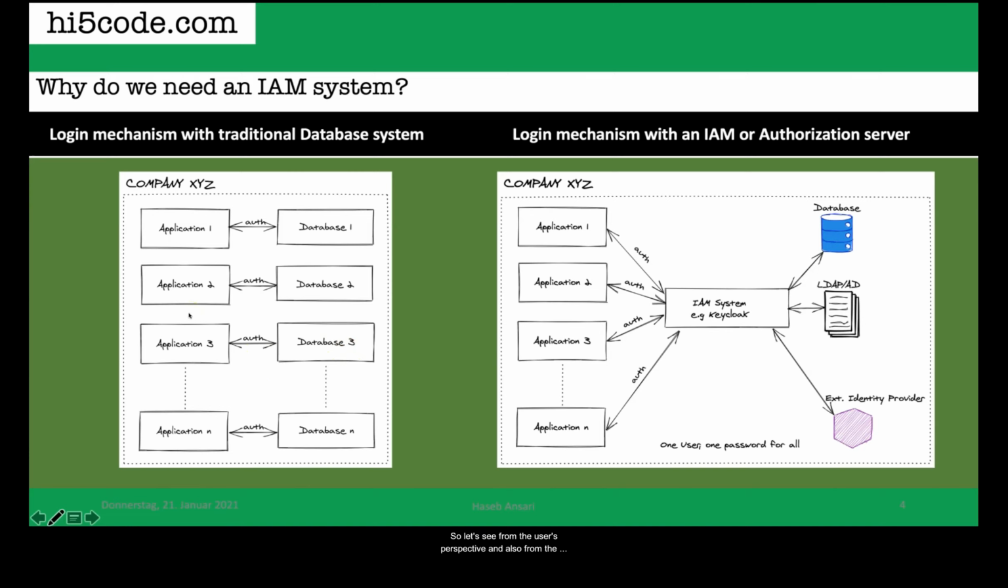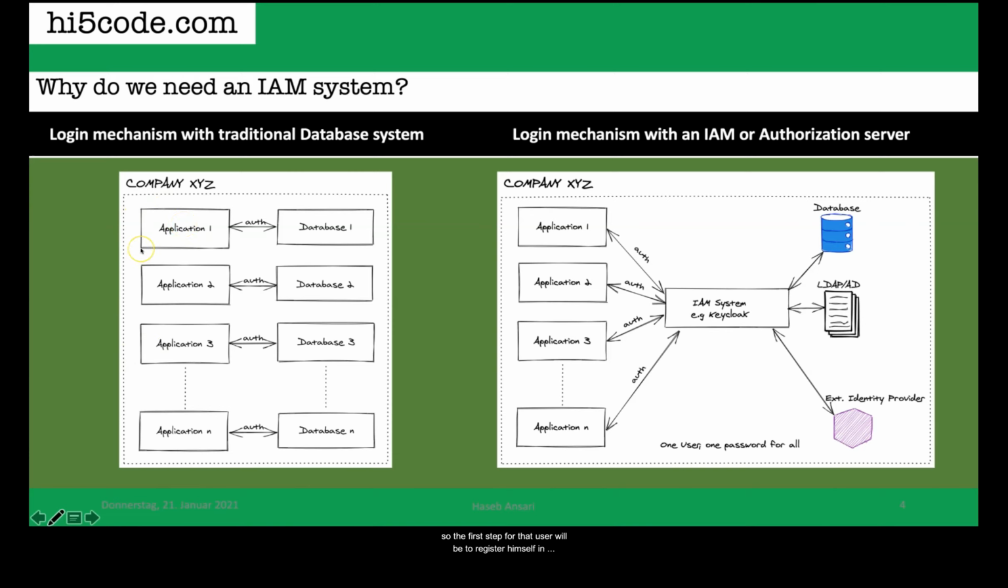So let's see, from the user's perspective and also from the development point of view, when we want to have such a system, what drawbacks we will be facing afterwards, and how difficult it will be to manage this. Let's imagine a user in the domain of this company XYZ wants to access one of these applications. Let's say application 1, he wants to authenticate against it.